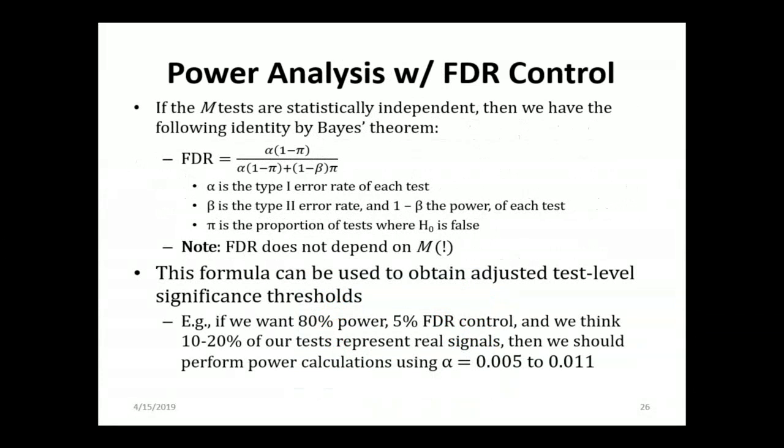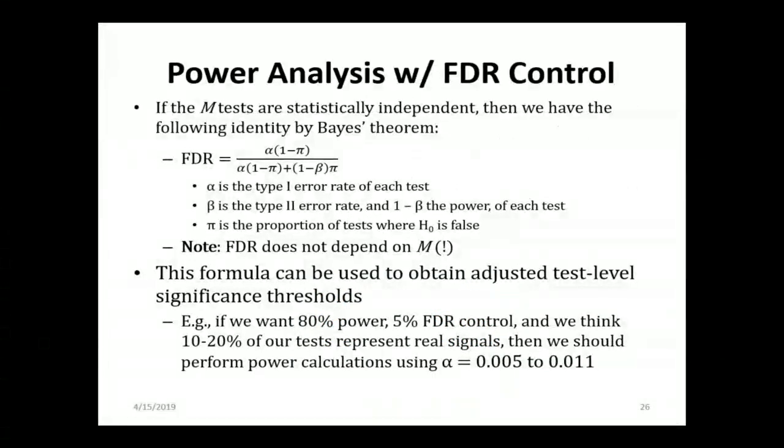And if we want to do power analysis where we control for FDR, like how we did for controlling the FWER, instead of doing a Bonferroni correction, we can use this formula that is just a consequence of Bayes' theorem. Basically, it turns out the FDR depends on 3 numbers. 1 is the type 1 error rate of each test, the significance level. 2 is the power, or the type 2 error rate of each test. And 3 is an interesting quantity.